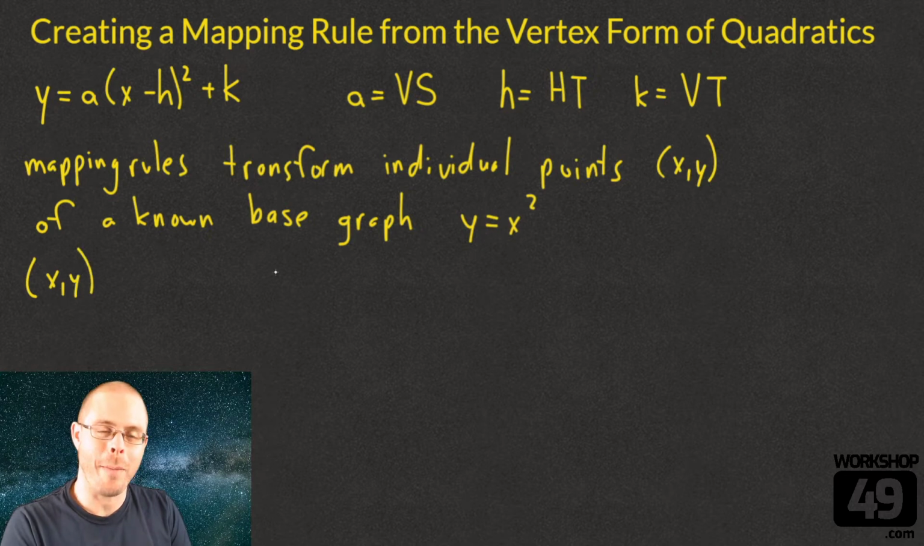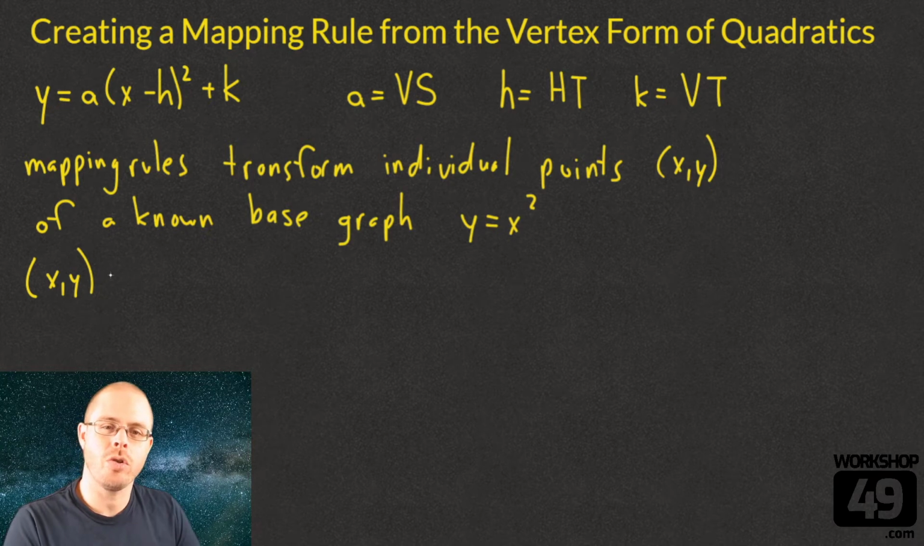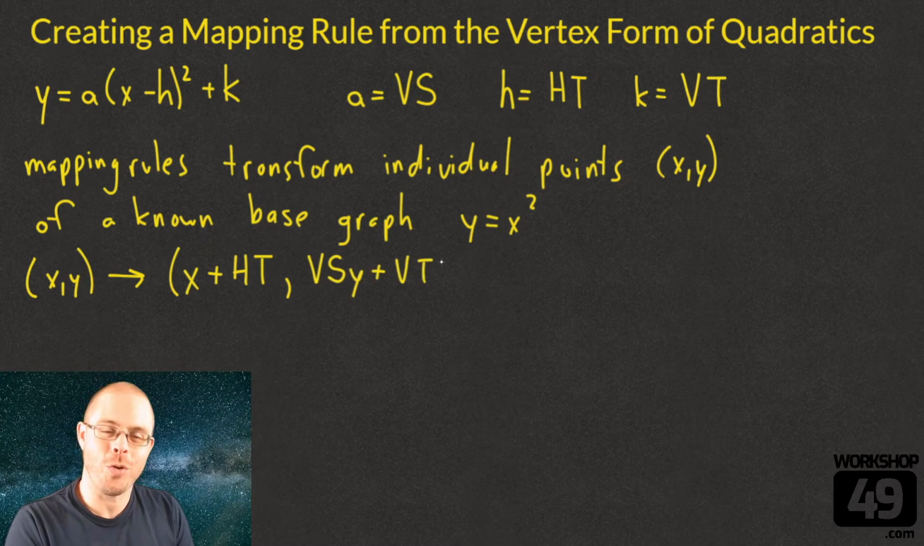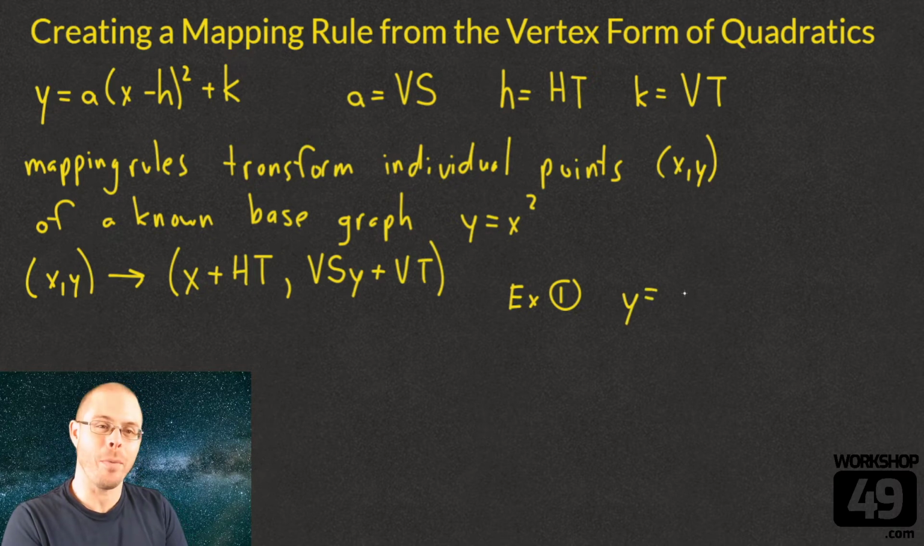So here's the equation for a mapping rule. (x, y), whatever point you've been given that existed on your original graph, is going to be transformed into (x plus ht, comma). That's our horizontal translation, so it just becomes x plus ht. Our y is going to become vertical stretch vs multiplied by y, and at the very end you add on the vertical translation. That is the equation for a mapping rule. That is how you make one. That is our goal before we get to the end of this video, that you can make a mapping rule just like that. Here's example 1.